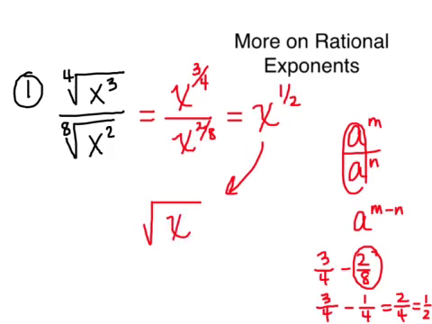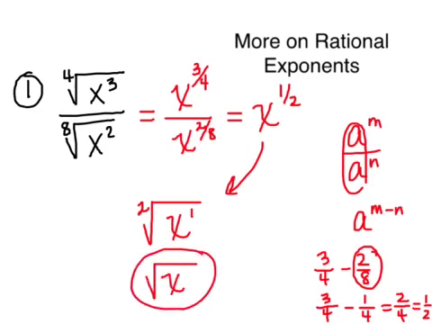So all this is x to the 1/2, which you know now can be rewritten as a radical with 1 as the exponent, 2 as the index, which more simply could just be written as square root of x.